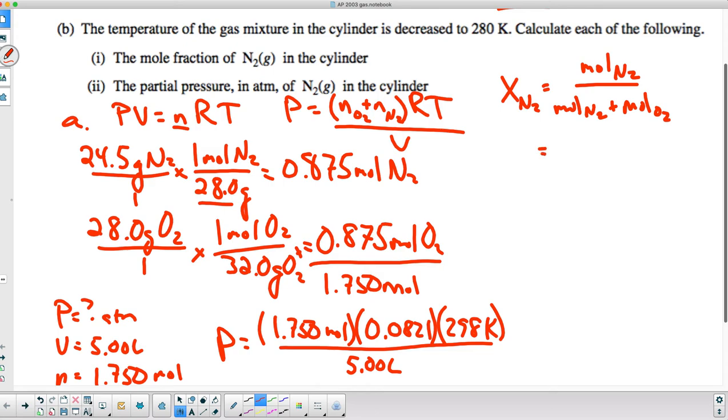So that basically means 0.875 moles divided by, now we add them all up, 1.750 moles of the mixture, which, in case you're not sure, gives us an X of 0.500. So 1/2. Okay, so that's the first part.